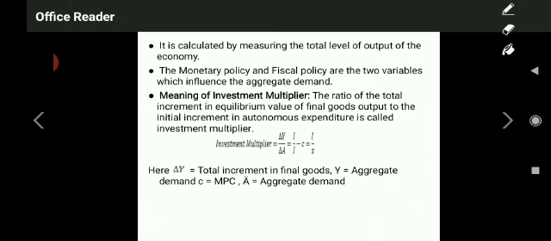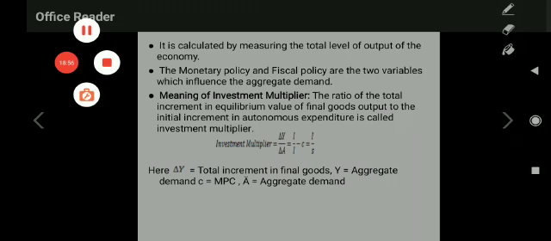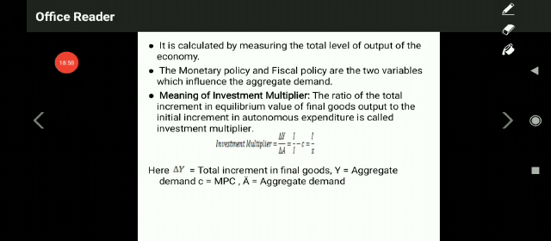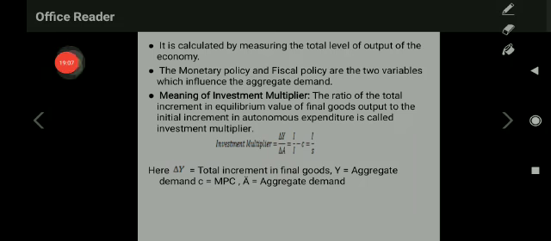This is all about the introduction part of the determination of income and wealth. The remaining part of the topic we shall discuss in the next class.